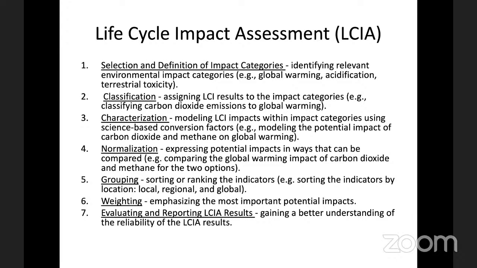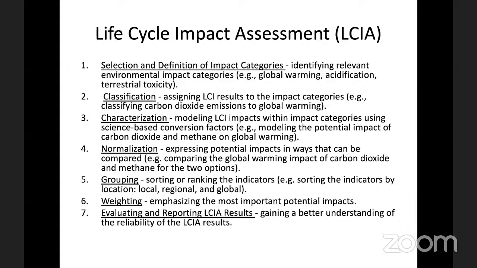The next is how do you do the impact assessment. So here you have selection and definition of impact categories, and that involves identifying the relevant environmental impact categories of global warming, acidification, and terrestrial toxicity. So if you are looking at just global warming, then you are going to select only global warming for your entire life cycle assessment. And that is where a lot of the life cycle assessments are centered around to show the global warming impacts and not the other impacts. But for a true life cycle assessment and to make informed decisions and judgments, it is very important for us to do the entire impact categories.